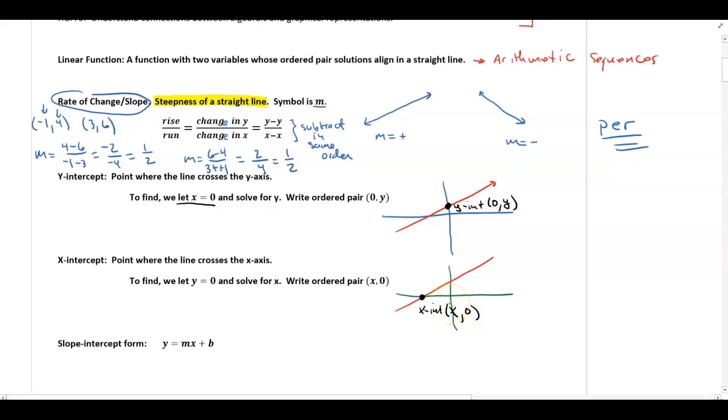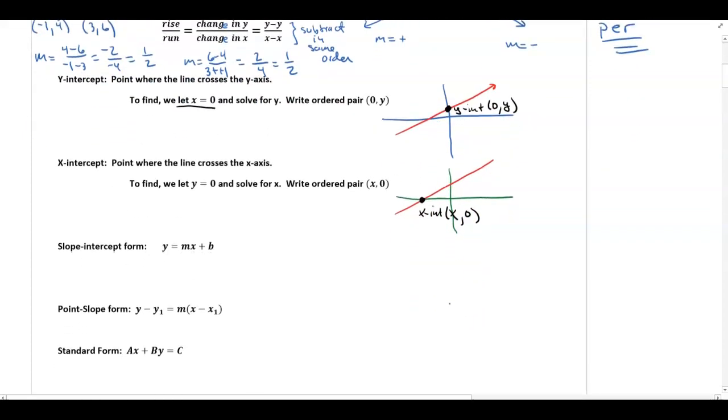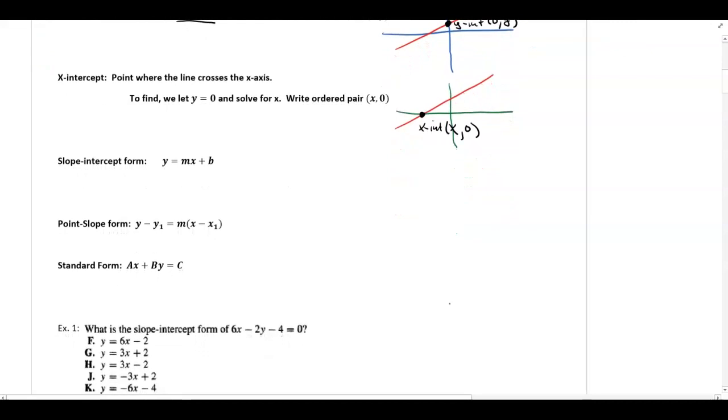The three most common forms of a linear function that you'll work with, the most common being slope-intercept form, is y equals mx plus b, where m is your slope and b is your y-intercept. And we would write it as 0, comma b.